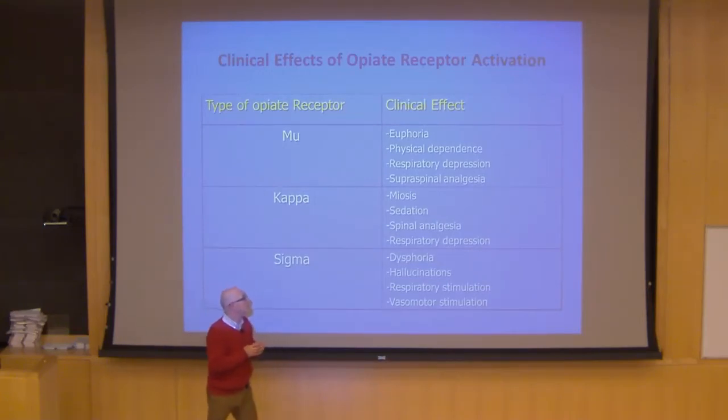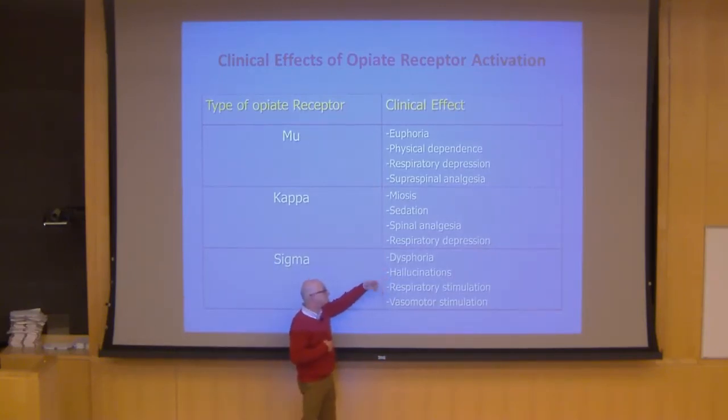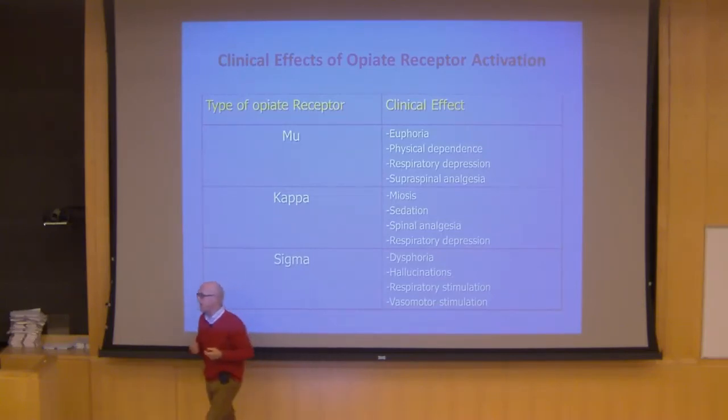Similarly, the kappa receptors are involved in many of the effects of the opiates, but one significant one is the pinpoint pupils or the meiosis that you see. But it also has to do with the sedation that you see from the opiates. And finally, the sigma has kind of different effects, the hallucinations, the dysphoria, respiratory stimulation. So in a way, we don't want to minimize those sigma effects, but they're not as important as the mu and the kappa.